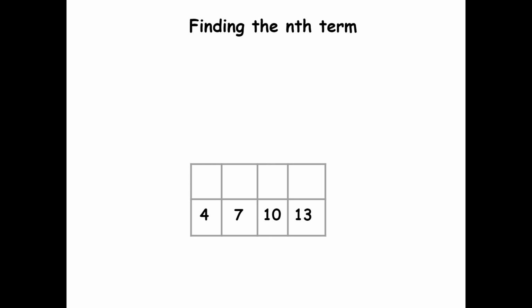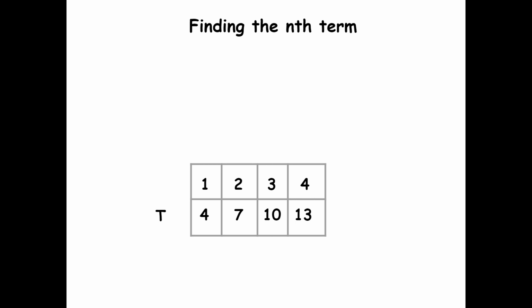Now the numbers in a sequence are called terms. So that's what I'm going to label this row. And you can instead use the letter T for short. Now, since 4 is the first term in the sequence, let's write the number 1 above it. 7 is the second term, so let's write 2 above it. 10 is the third term, and 13 is the fourth term.